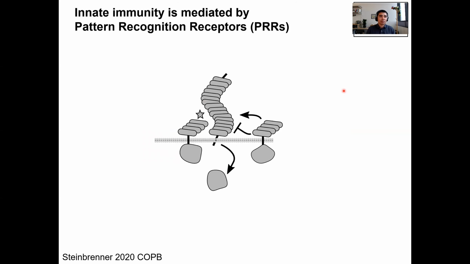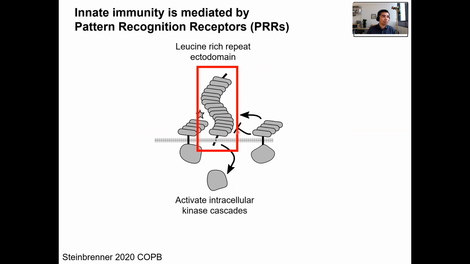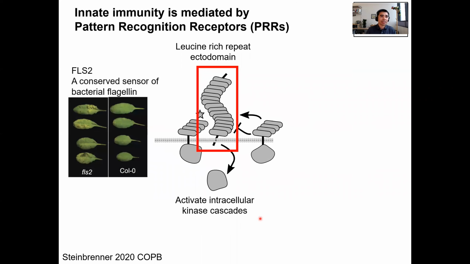A little bit of plant immunity to start the talk. I'll be talking about pattern recognition receptors in the leucine-rich repeat family, the largest family of PRRs in plants. These have a leucine-rich repeat ectodomain and signal through intracellular kinase cascades to carry out plant immune functions and activate inducible defense responses in plants.